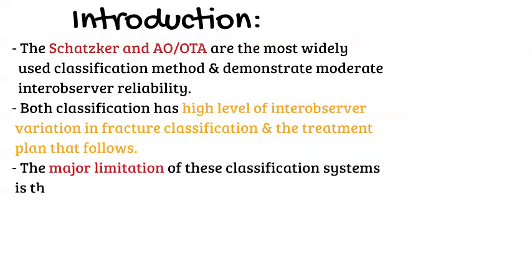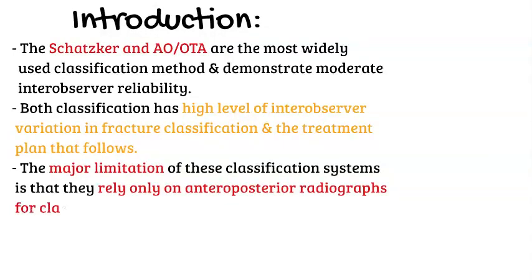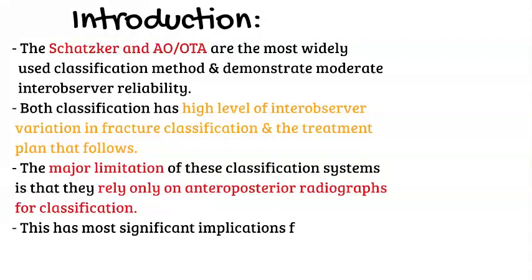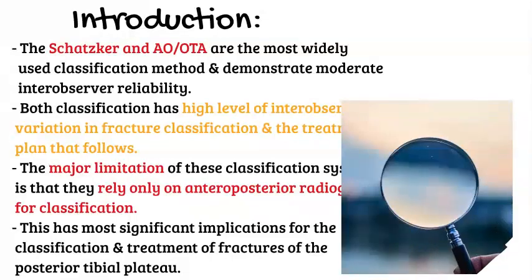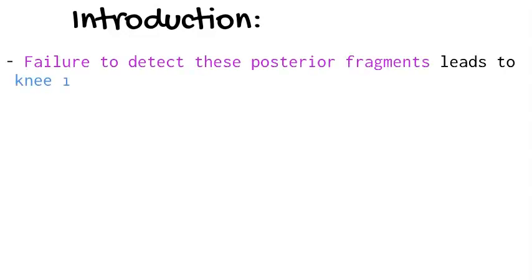The major limitation of these classification systems is that they rely only on anterior-posterior radiograph for classification. This has most significant implications for the classification and treatment of fractures of the posterior tibial plateaus. Failure to detect these posterior fragments leads to knee instability and unacceptable functional outcomes.